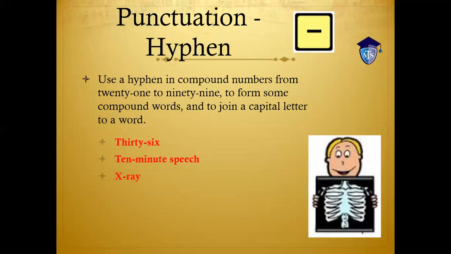Hyphen. Why is a hyphen used, or what does it look like? A hyphen is the normal hyphen that comes between two words. We use a hyphen in compound numbers from 21 to 99, to form some compound words, and to join a capital letter to a word, like the examples in front of you. 36. A 10-minute speech. That's a compound word.